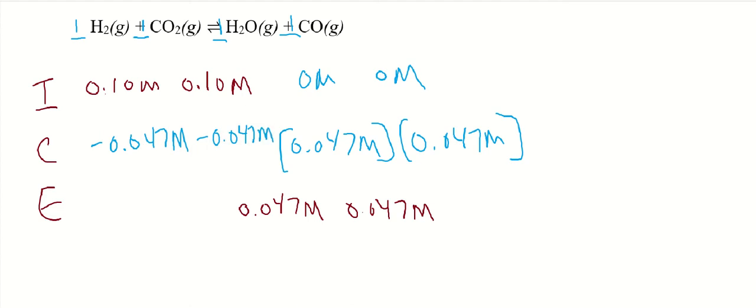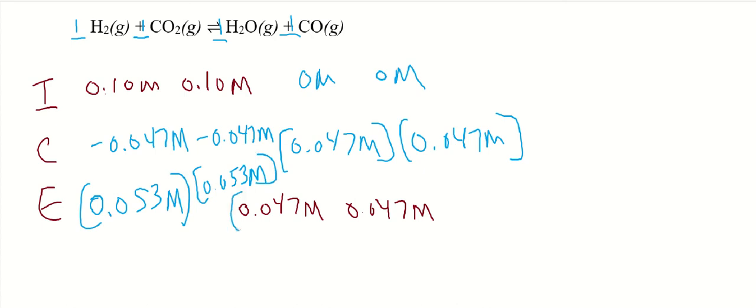Let's just subtract those numbers. 0.053 is what the concentration is. Let me do one thing at a time. I'm trying to talk and write at the same time. 0.053 moles of hydrogen is left, and also 0.053 of the carbon dioxide. I'm running out of space here, I should have stretched it. Now these are all equilibrium concentrations, so now we can just plug and play into our expression.